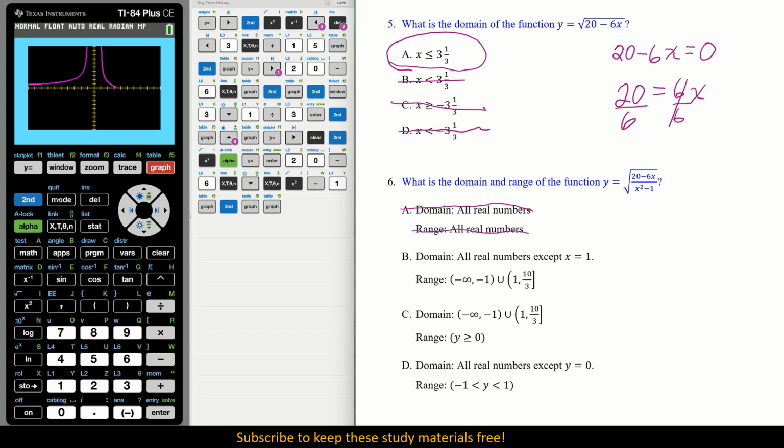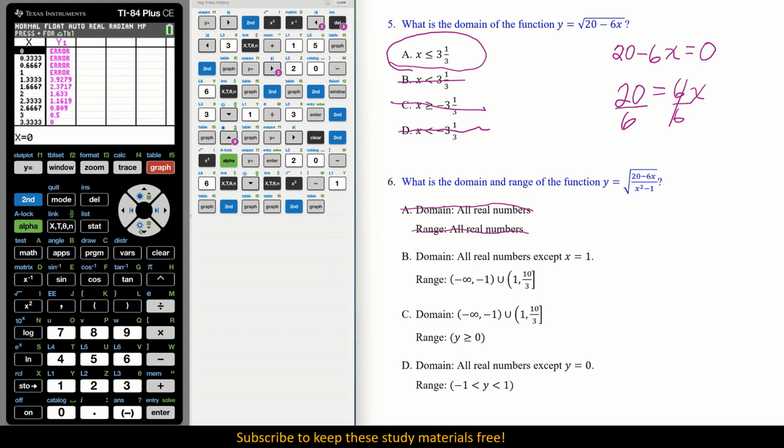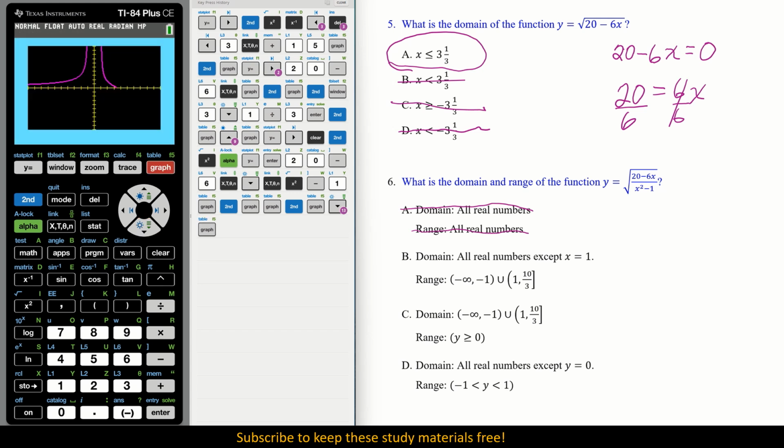So let's go to our graph and let's go positive. 3 1/3 includes 0, but then everything after it is an error. So it just kind of stops here. So we know, what, let's just look at our range. Our range, then it does include 0. So it's 0 up. Okay.